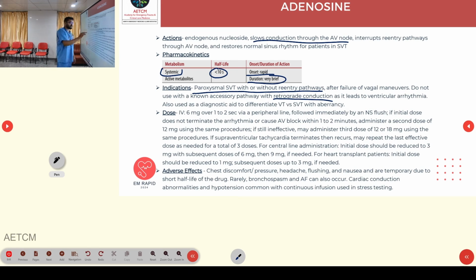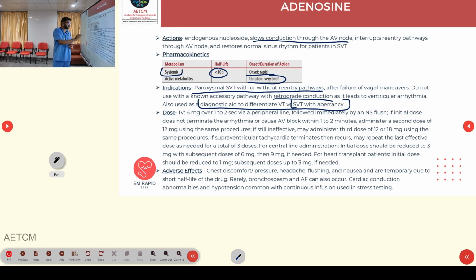It can be used as a diagnostic aid to differentiate VT from SVT with aberrancy, because SVT with aberrancy will also present as a wide complex tachyarrhythmia, due to either a left bundle branch block or a right bundle branch block. It will cause a prolonged QRS of more than 120, and this will cause confusion between whether it is VT or SVT with aberrancy. So in those cases, if we give adenosine and the patient responds to that adenosine, then it can be an SVT with aberrancy, not a VT.